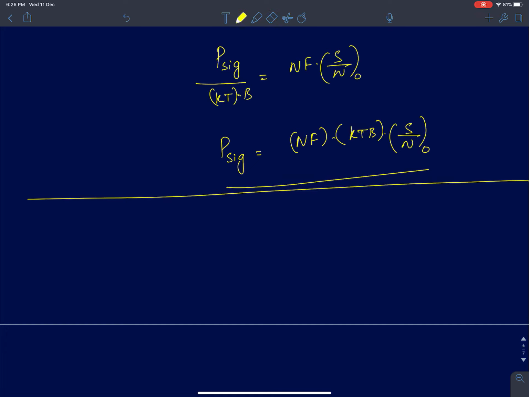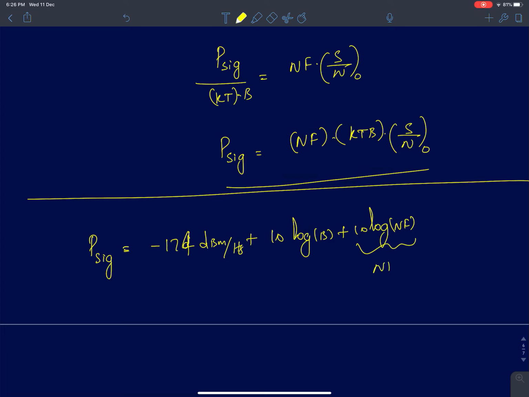Your sensitivity, or the minimum signal that you can apply for reliable communication, can be expressed as minus 174 dBm per hertz plus 10 log of bandwidth plus 10 log of noise figure, which is nothing but the noise figure in dB, plus the signal to noise ratio at the output, again SNR expressed in dB. This is your expression for sensitivity.